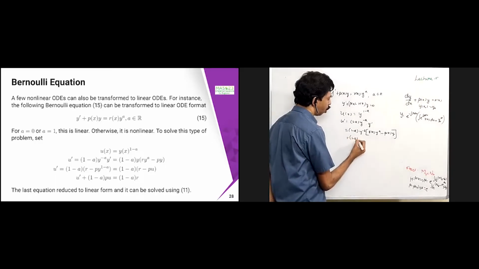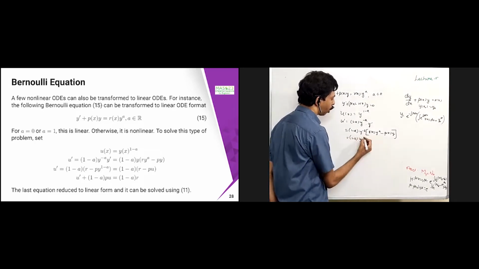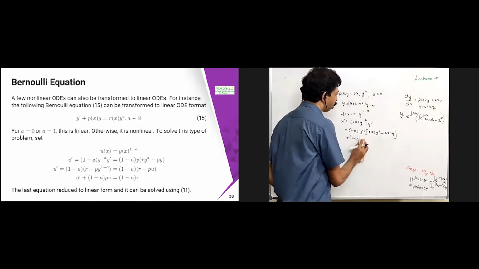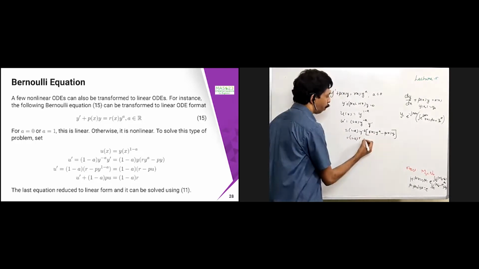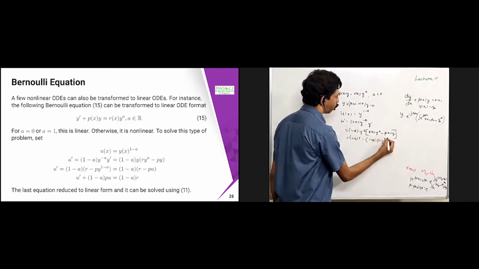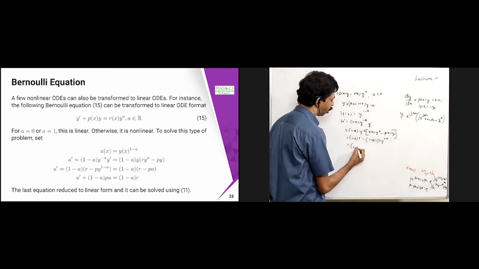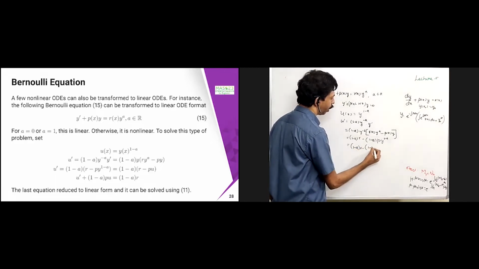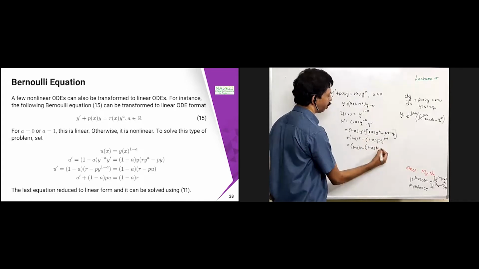A into y power multiply this one, so you are going to get y power y minus a y power a, so it is going to cancel, so you are going to get 1 minus a into r minus 1 minus a into multiply here, so you are going to get p into y power 1 minus a is going to come. That is nothing but 1 minus a into r minus 1 minus a into p into y power 1 minus a, which is nothing but q.